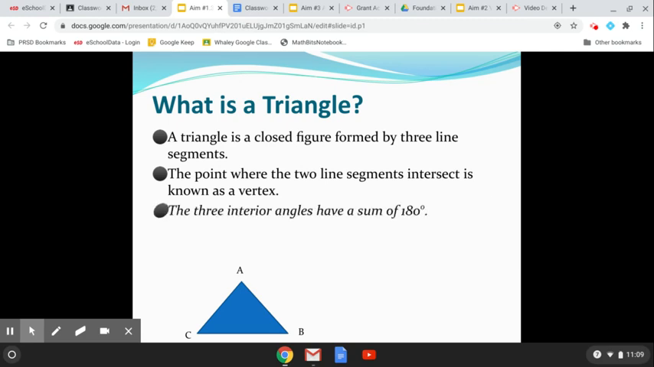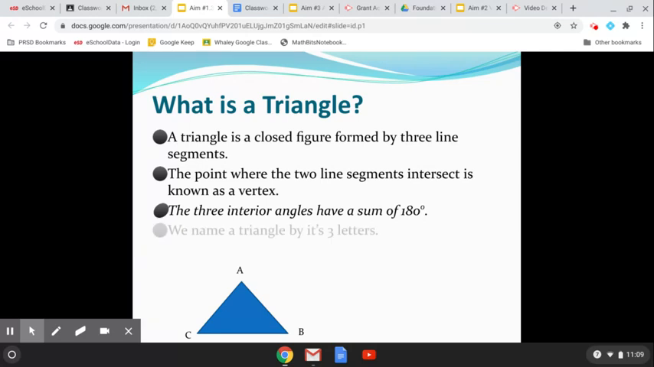Now, another thing that we seem to know from when we're younger is that the three angles inside any triangle, we call those interior angles, always add up to be 180 degrees. The sum of the angles of a triangle is 180 degrees. That's what we call the triangle sum theorem. And that's true for all triangles. Doesn't matter what type of triangle you're looking at. The sum of the angles inside a triangle is 180 degrees.